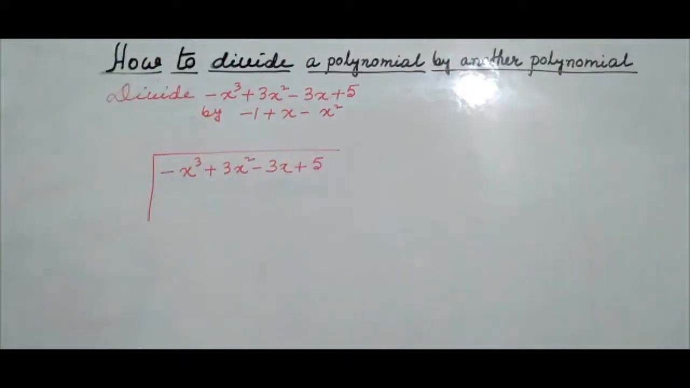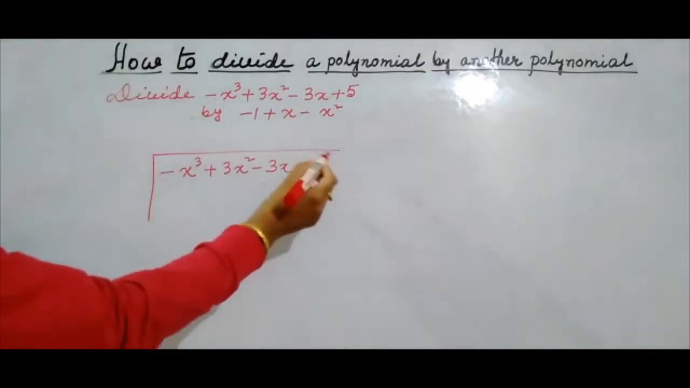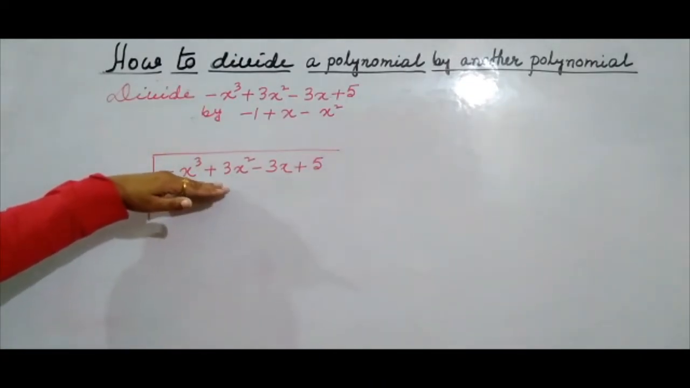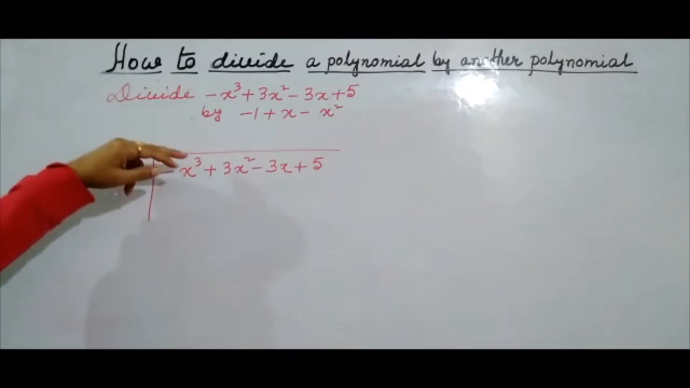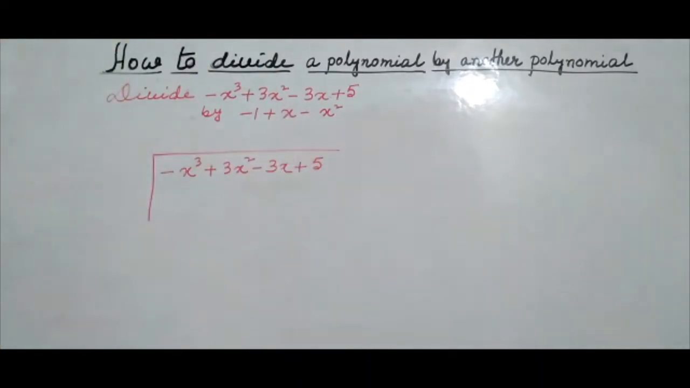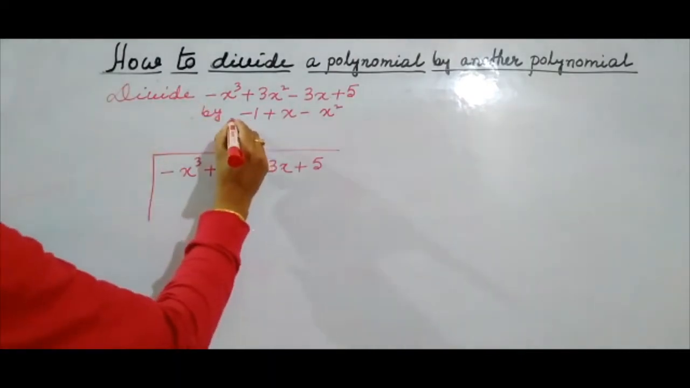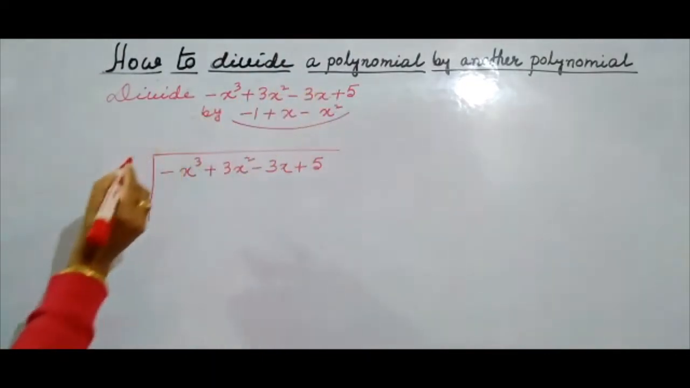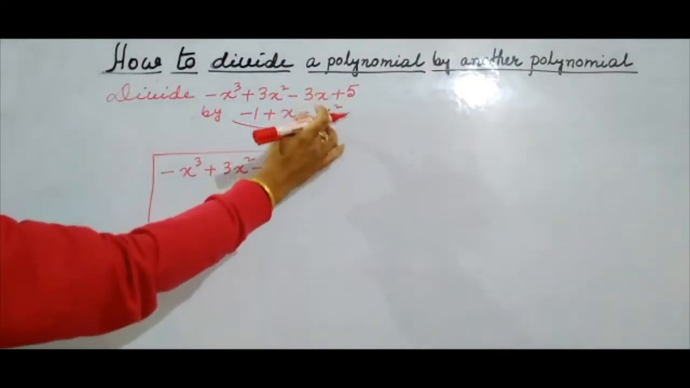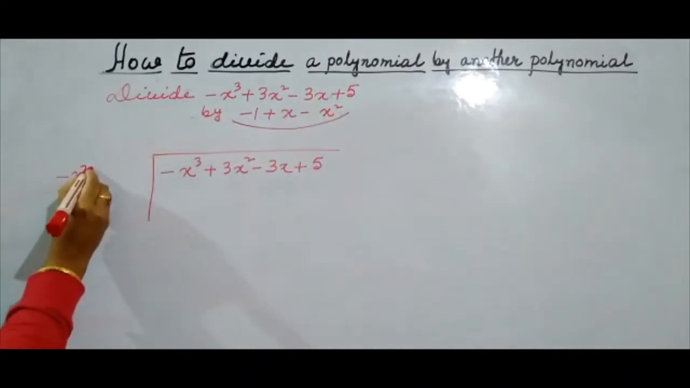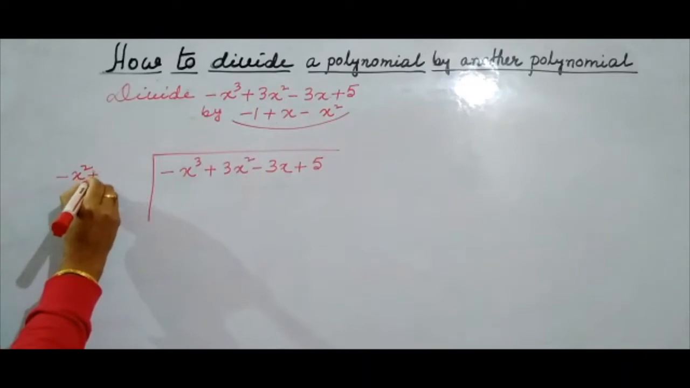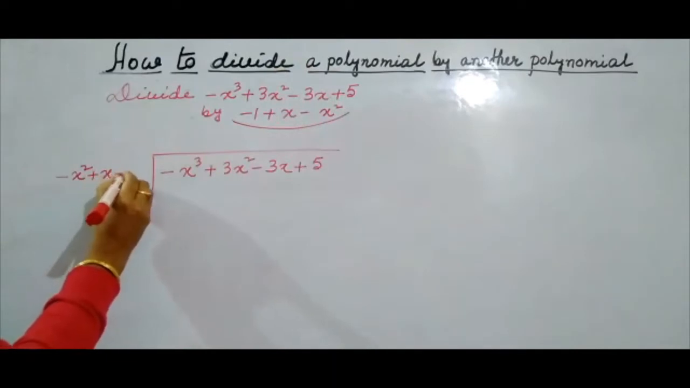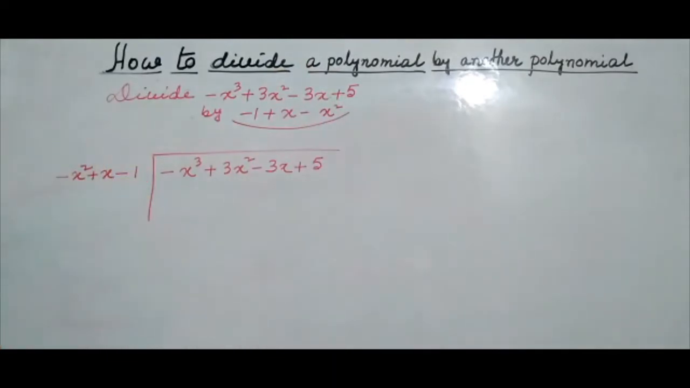As I told you, at first you will have to check whether the dividend and divisor both are in standard form or not. Now as we have seen, the dividend is already in its standard form, that is 3, 2, 1, 0, power of the variables. But the divisor is not in its standard form. Okay, so we'll have to write it in standard form. How we'll write? First this minus x square, then plus x. We are not going to change the sign here, simply we are going to change the order, then minus 1. Now this is in standard form.